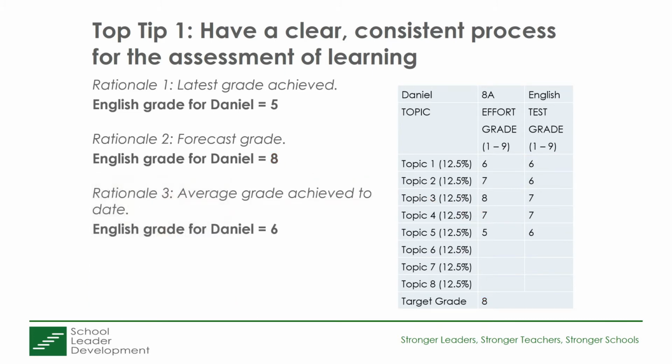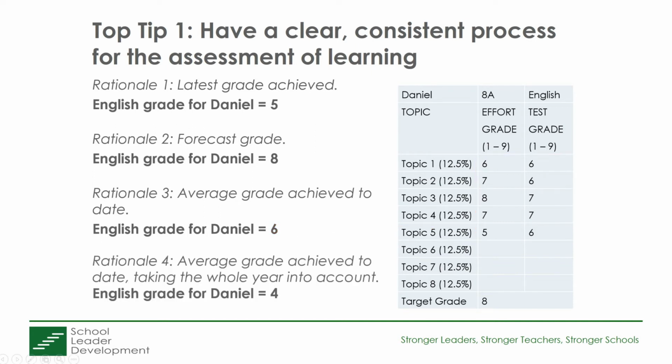Rationale 3, the average grade to date. This is calculated by taking Daniel's average topic grade of 6.6, added to his average test grade to date, which is 6.4. Added those together gives us 13, divided by 2 means that Daniel's average grade to date is 6.5. Rounded down means the English grade for Daniel submitted by the teacher is a grade 6.